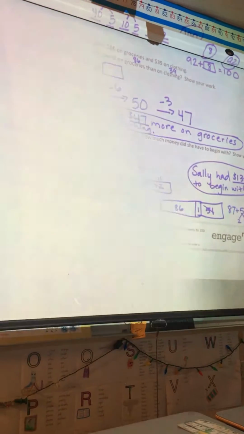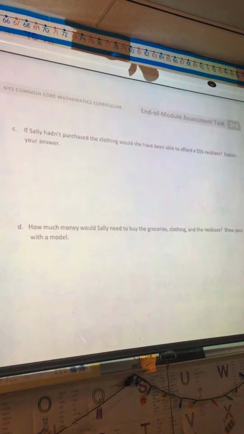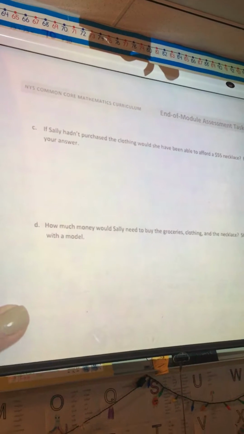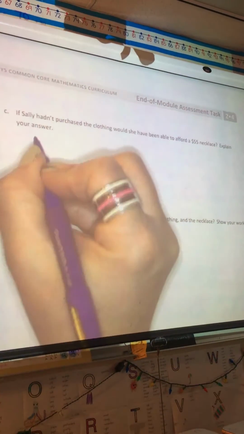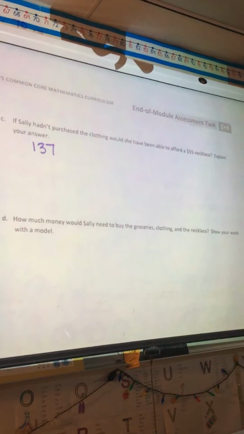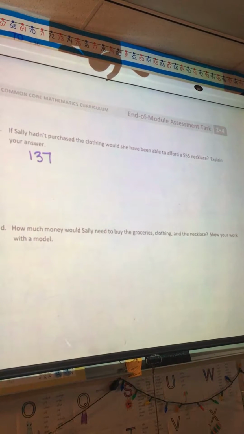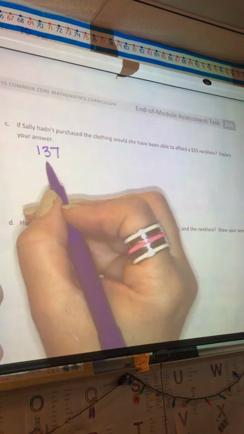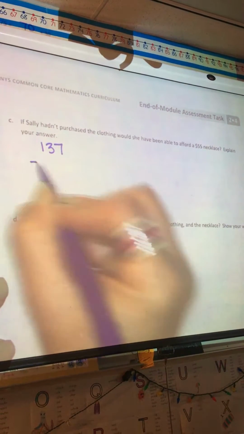Letter C. If Sally hadn't purchased the clothing, would she have been able to afford a $55 necklace? Explain your answer. Well, we just figured out that Sally had $137 to start with. She had purchased $39 in clothing and $86 in groceries. So if she purchased $86 in groceries after $137, how much money did she have left?